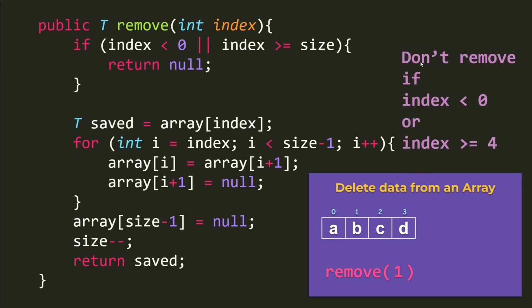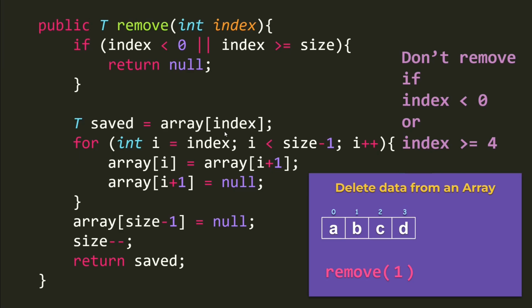So just to sum up, don't remove if the index is smaller than 0. In this case, it's going to be negative. Or if the index is greater than or equal to 4 in this case, because if we try to remove anything from 4 and beyond, that's going to be out of bounds.